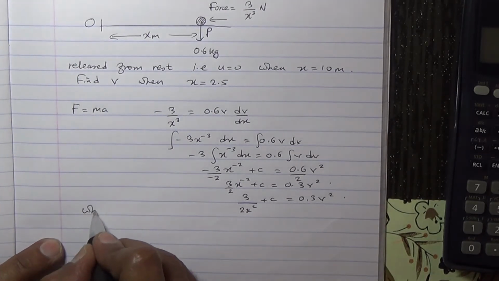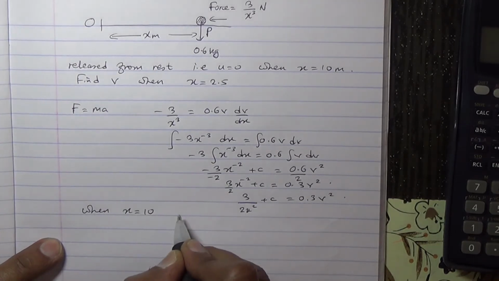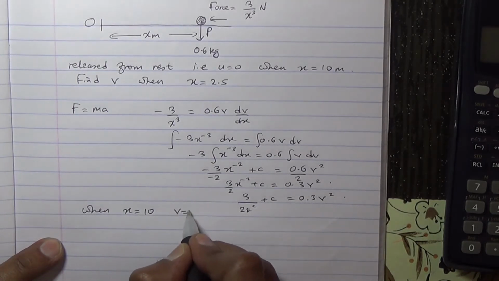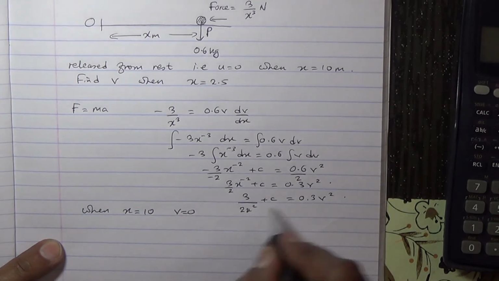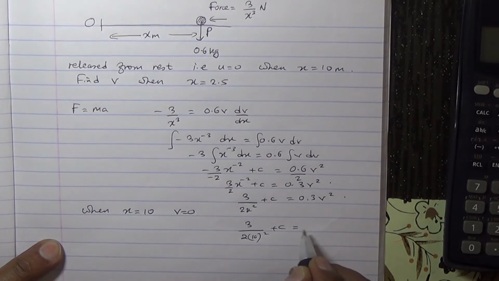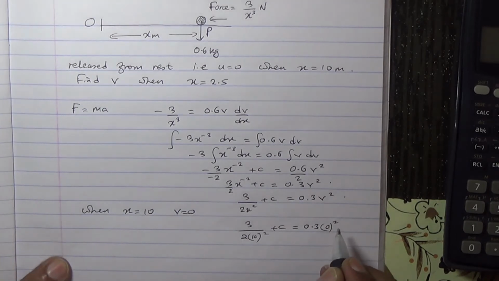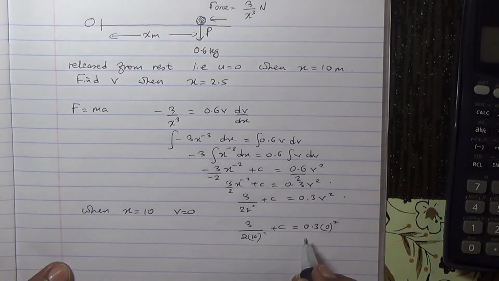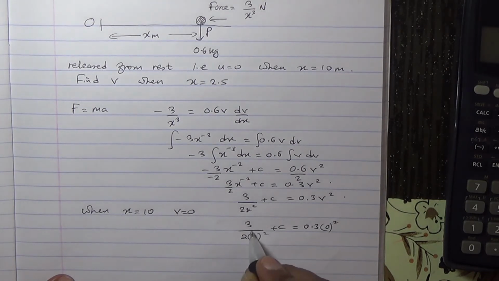We are told that when x is equal to 10, the object is released from rest, so v is equal to 0. So I'm going to substitute these values in here. I've got 3 over 2 times 10 squared plus c is equal to 0.3 times v squared, and v is 0. If we rearrange this, we get 3 divided by 200 is equal to minus c. So c is equal to minus 0.015.